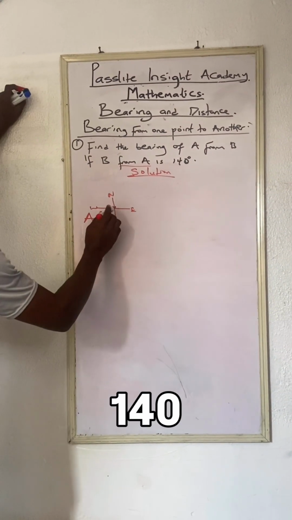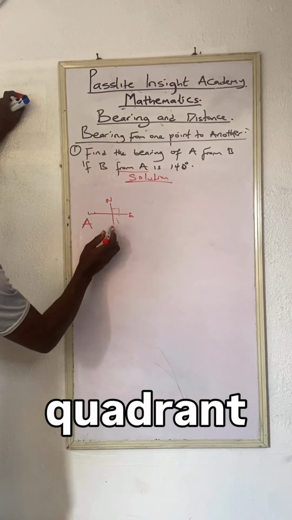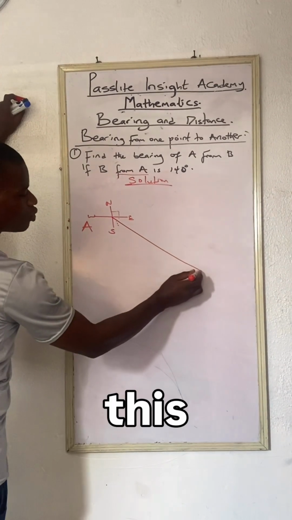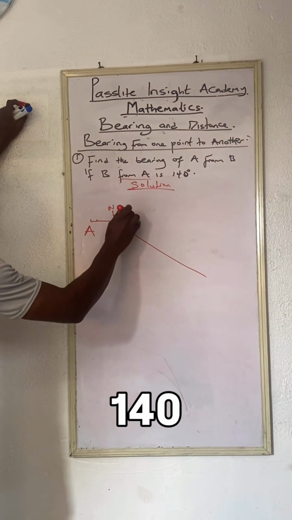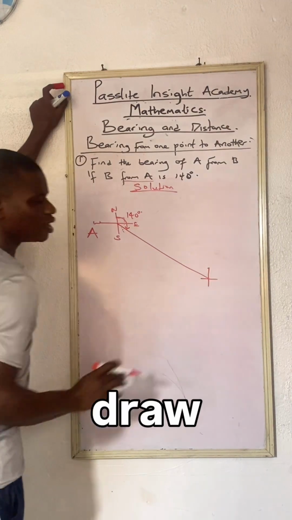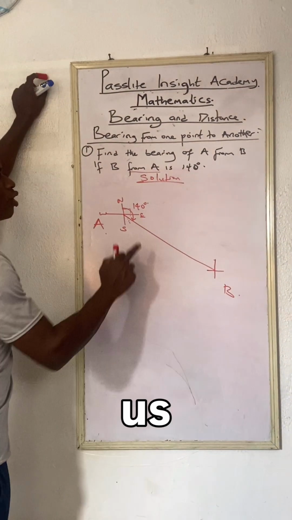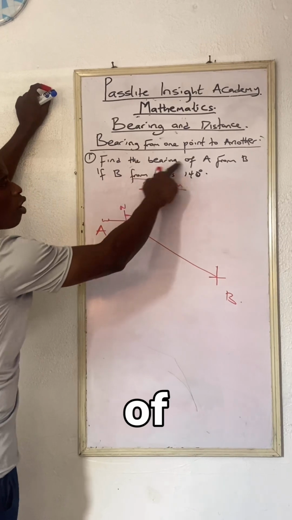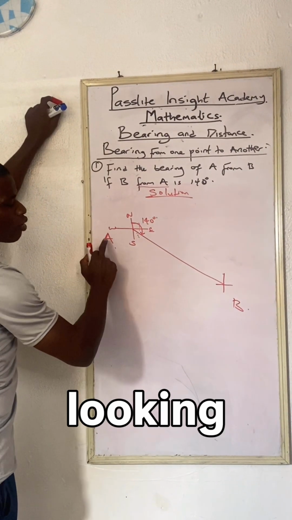From the beginning I told you this is 90, so 140 will be in the second quadrant. Draw the 140 down this way, so from the beginning to this particular point is 140 degrees. Draw another cardinal point here. This is A and this is B. The question is asking us to find the bearing of A from B. We know B from A, so we are looking for A from B.